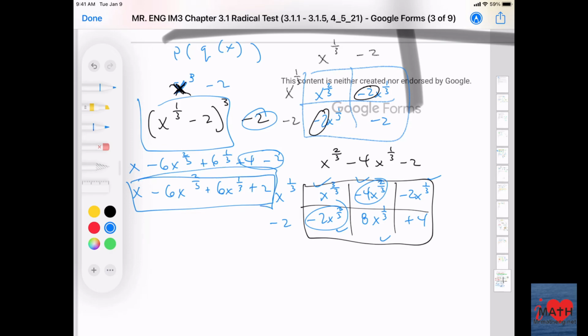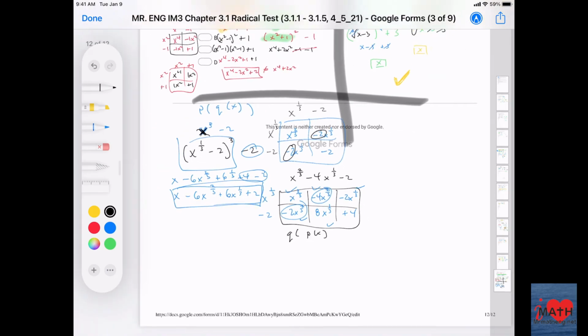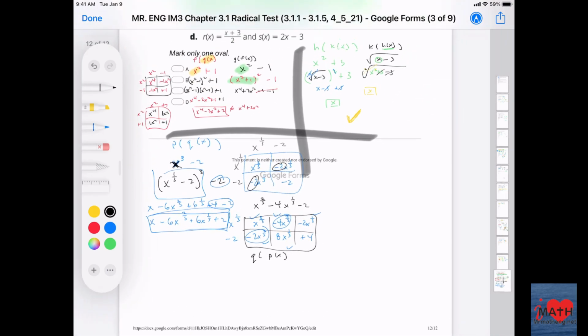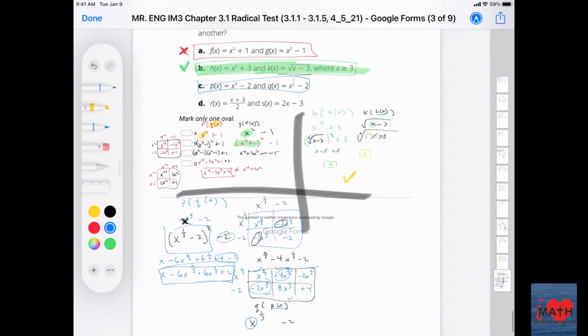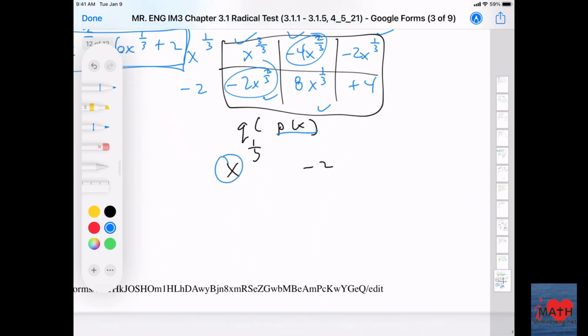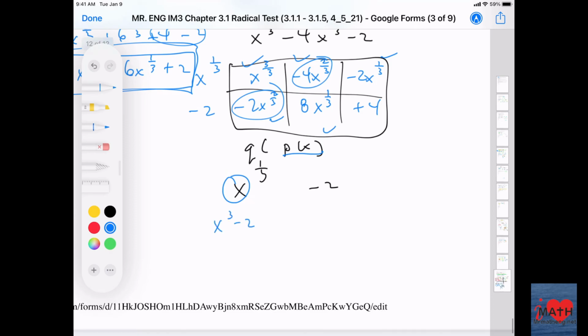And I doubt the other one's going to look that complicated, but we're going to try. So let's see what happens. Q of x, we're going to put in p of x. So Q is x to the 1/3 minus 2. And p of x is x to the 3rd minus 2. X to the 3rd minus 2.